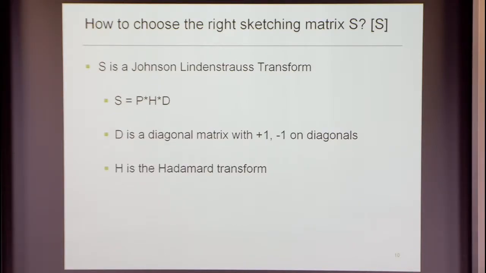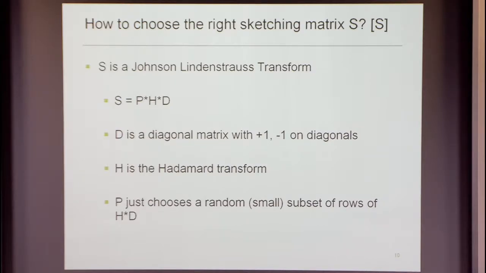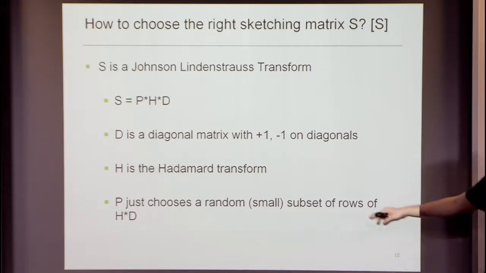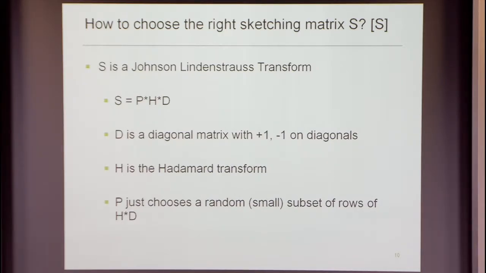H is just the Hadamard matrix, so it's a fixed matrix. And P, all it does is choose a random small subset of rows of H times D. So it's just sampling a small set of rows.